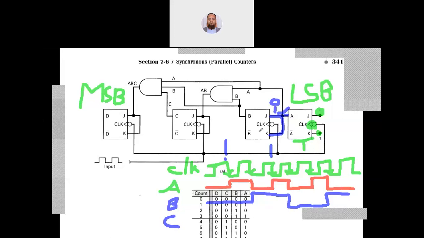So now you can see that for B, A was acting as input. When A is high and the clock comes, B was changing state. When A is low and the clock comes, B was remaining at the same state. It is not changing the state.